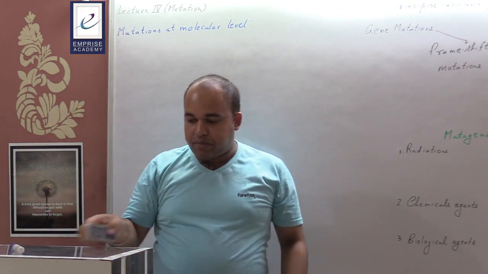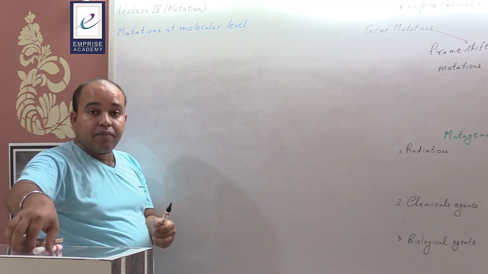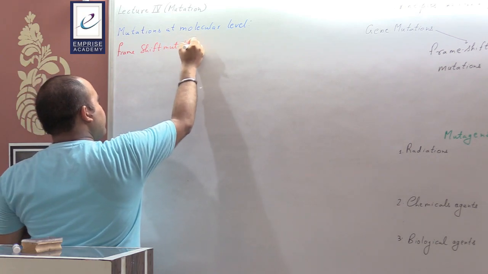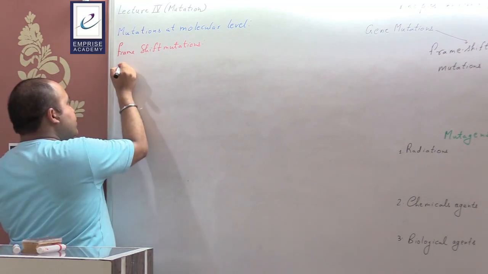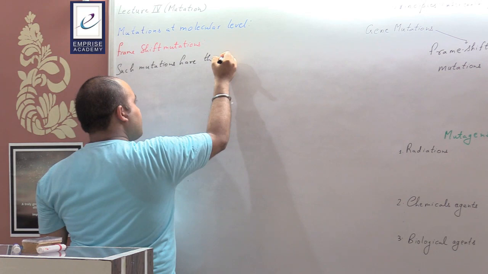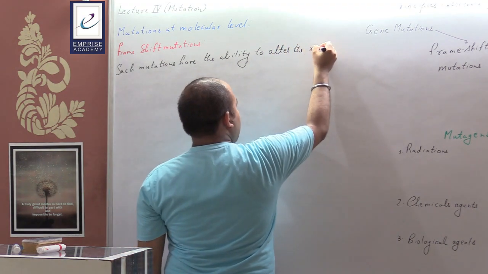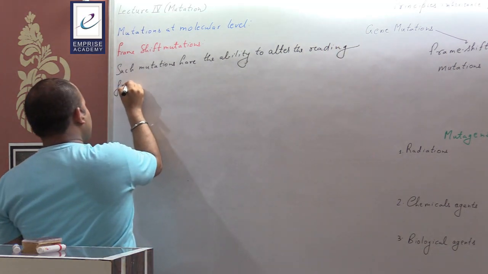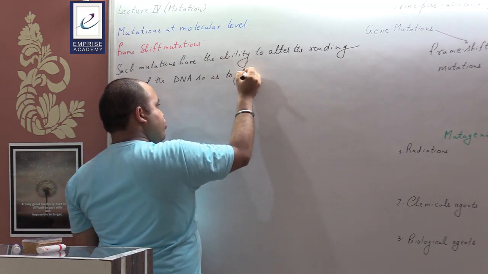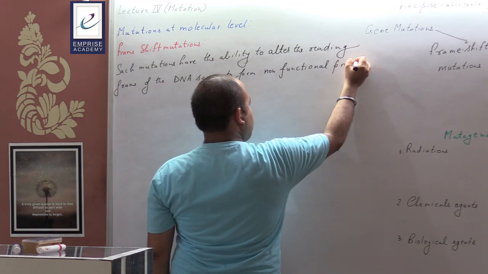Now what are frame shift mutations? How do frame shift mutations take place in a cell? Frame shift mutations are mutations that alter the reading frame of the DNA. Such mutations have the ability to alter the reading frame of the DNA so as to form non-functional proteins.